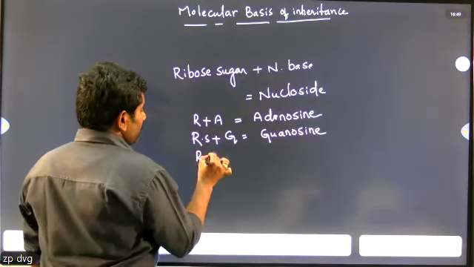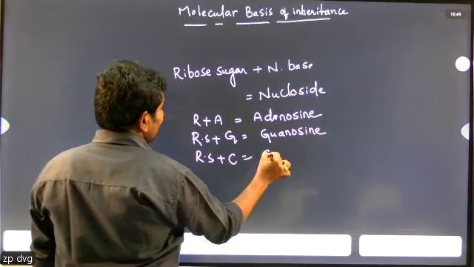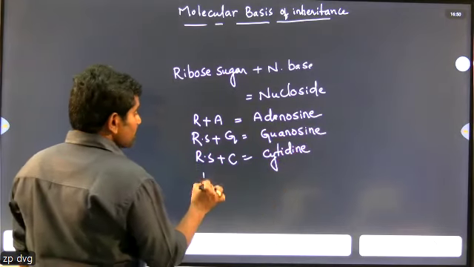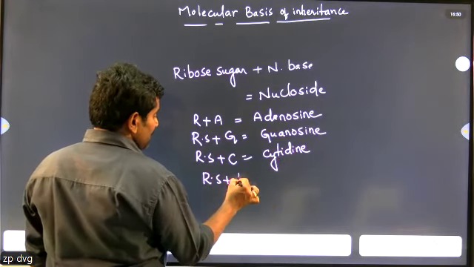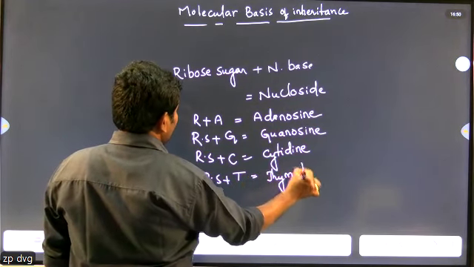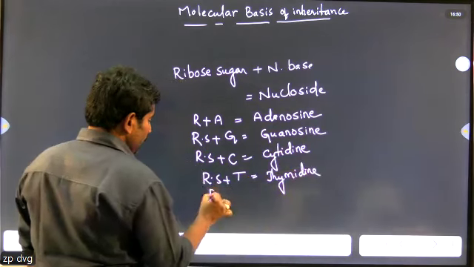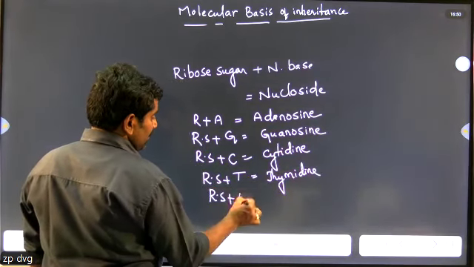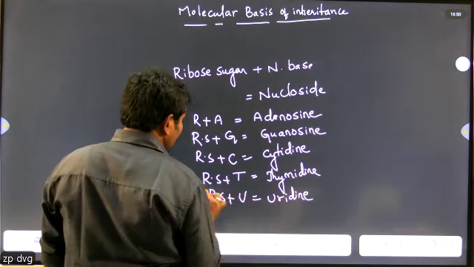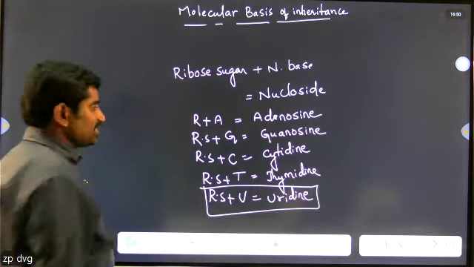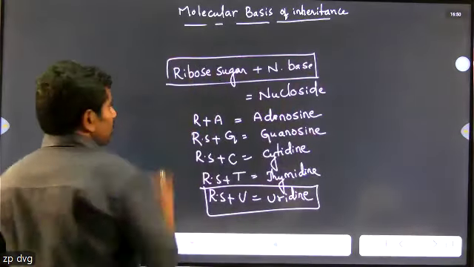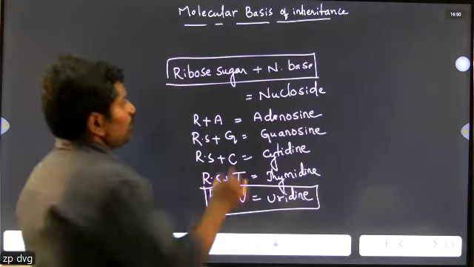Ribose sugar plus cytosine is called cytidine. And ribose sugar plus thymine is called thymidine. And ribose sugar plus uracil is called uridine. Uridine is generally not found in DNA; it is found only in RNA, but we have discussed that. So ribose sugar plus nitrogen base is equal to nucleoside.